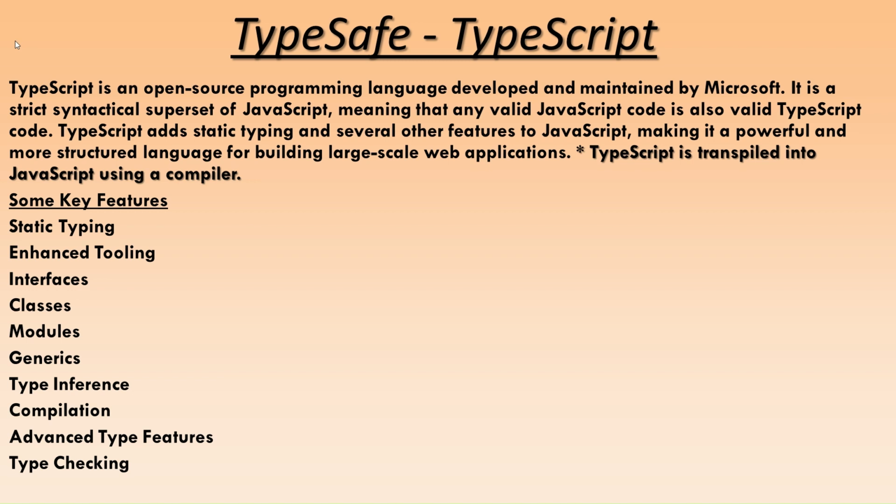This means that you can explicitly define data types for variables, functions, parameters, and return values. So TypeScript's type system helps catch type-related errors at compile time, reducing the likelihood of runtime errors.